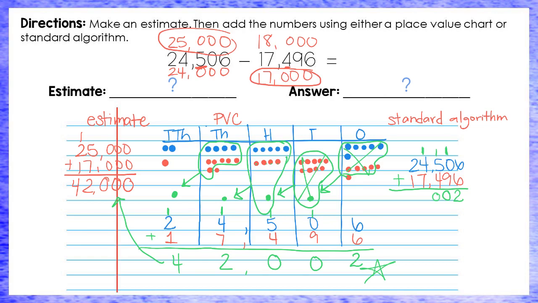There's 1,000 in the thousands. 1 plus 4 is 5. Plus 7 is 12. We can't have 12, so we can keep 2 and regroup 10 thousands into 1 10,000. 1 plus 2 plus 1 is 4. We got the same answer. Awesome. So for my estimate, I'm going to write that it was about 42,000, and my answer was 42,002. Great job, guys.